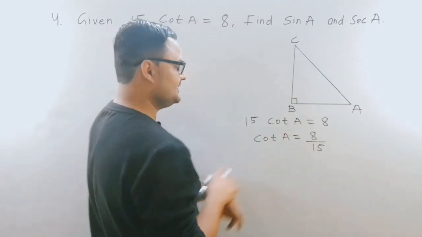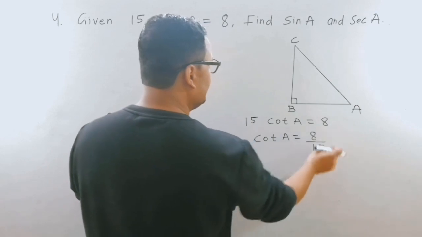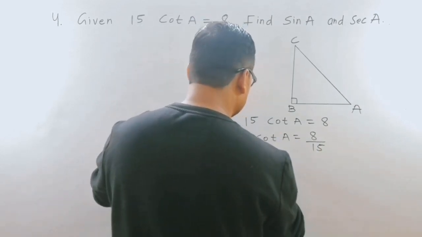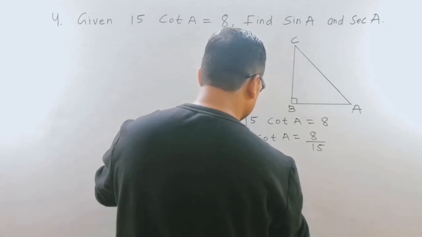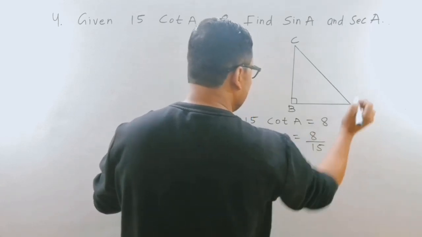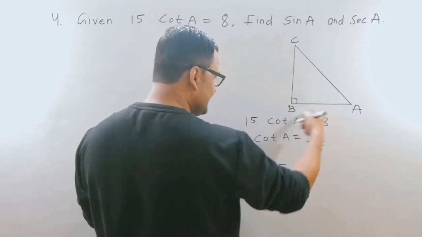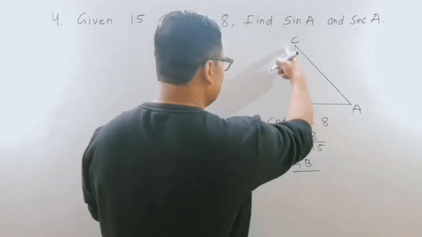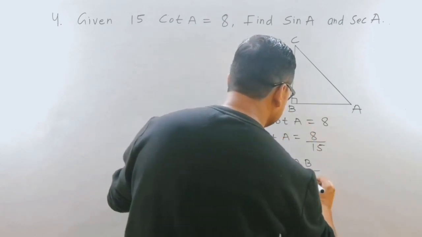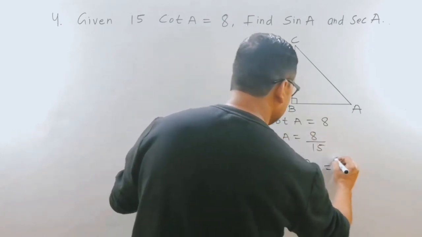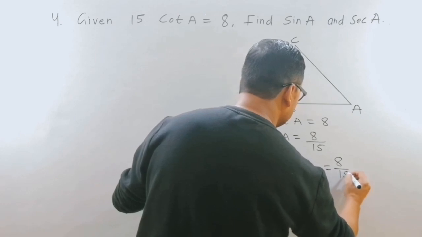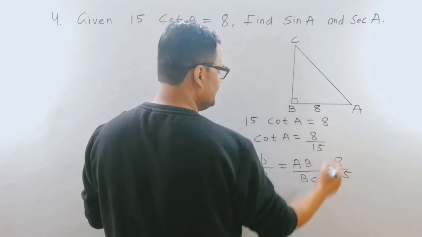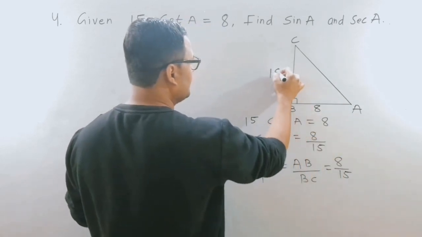The others can be replaced. Now cot A equals 8 by 15. We know cot A equals base by perpendicular. Now for this angle A, AB is the base, and BC is the perpendicular, and the value is given as 8 by 15. It means AB equals 8, and BC we got 15.